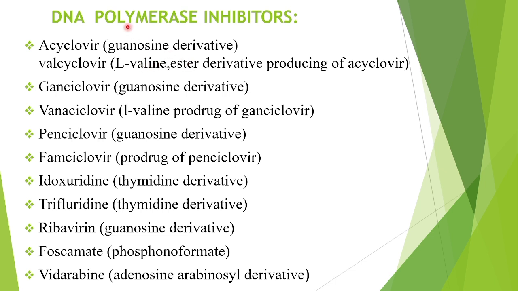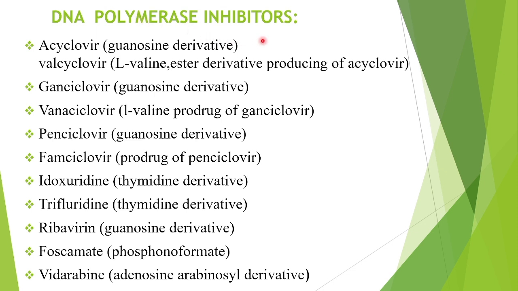Here, what are DNA polymerase inhibitors? DNA polymerase is an enzyme, and these inhibitors mostly inhibit the activity of DNA synthesis. The polymerase is a type of enzyme, and inhibiting it disrupts the DNA replication. So when the DNA replication is disturbed, it automatically leads to the formation of diseases.